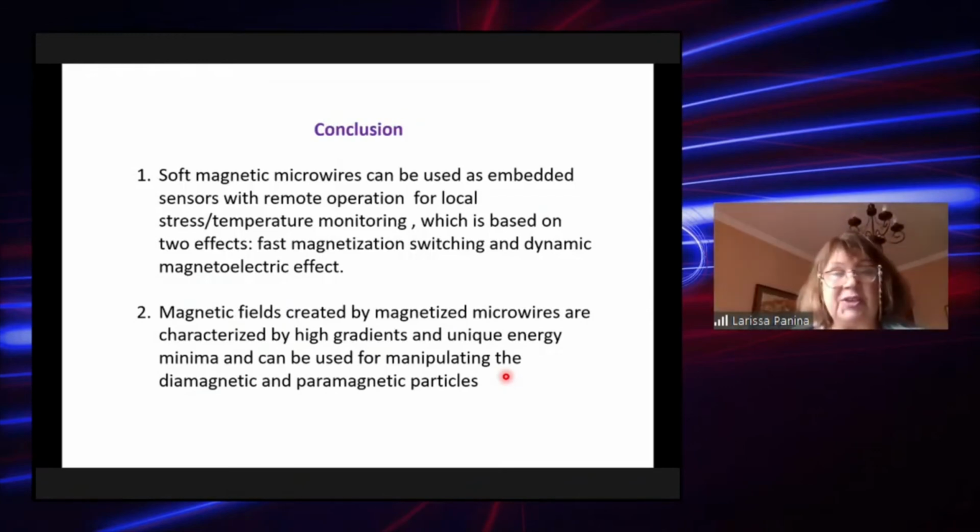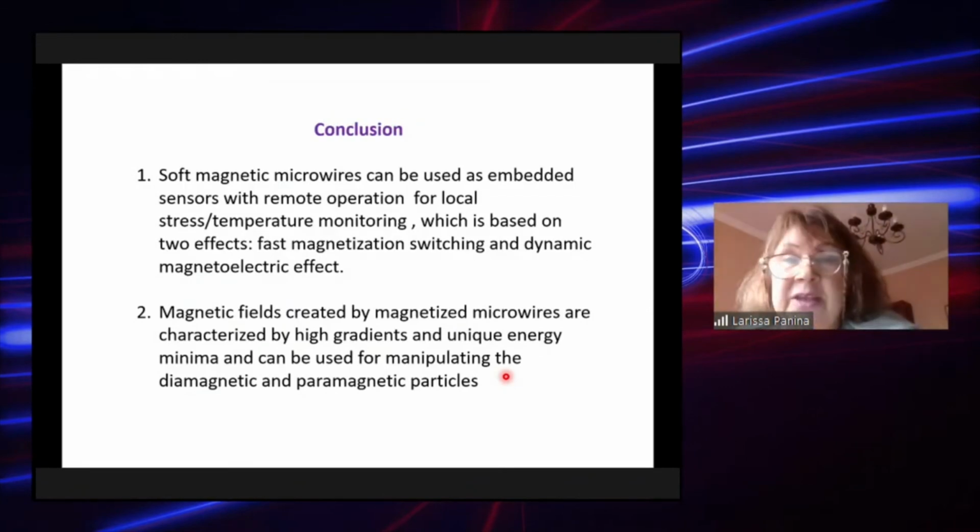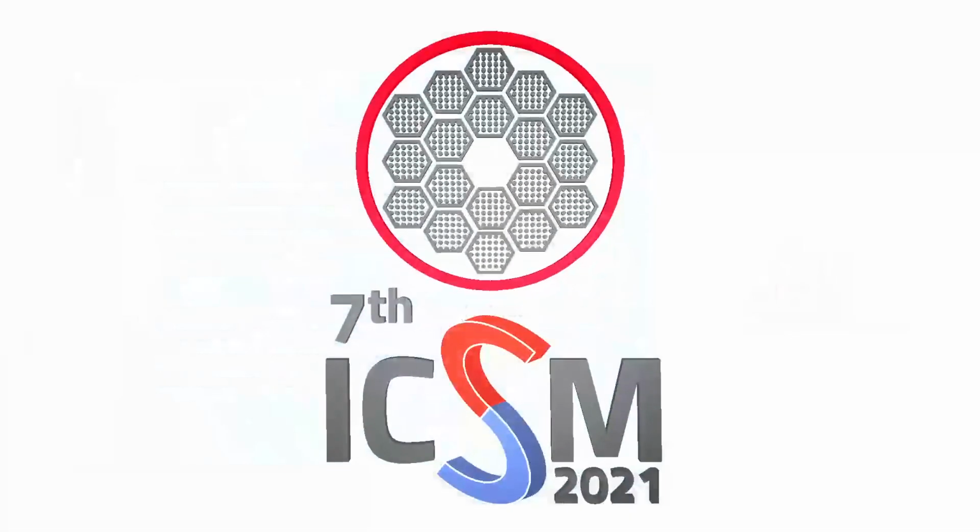So first, we consider microwires that can be used as embedded sensors due to fast magnetization switching and dynamic magnetoelectric effect. And microwires of those dimensions can produce high gradient. To it and stress dependence of magnetostriction, but probably internal stresses could be important also for this case.